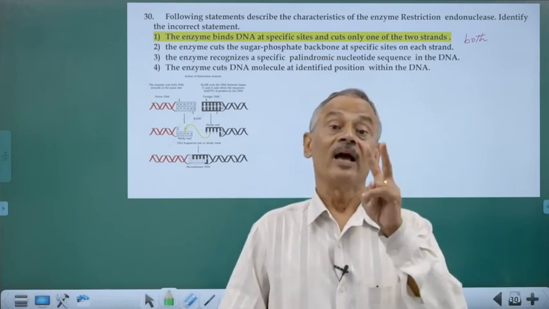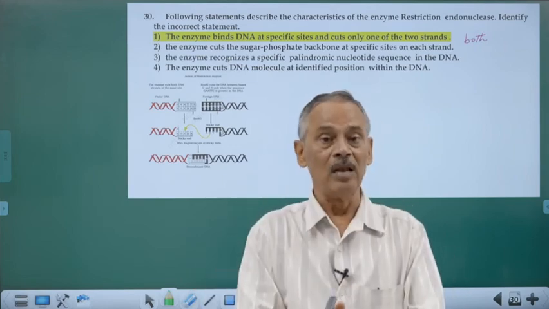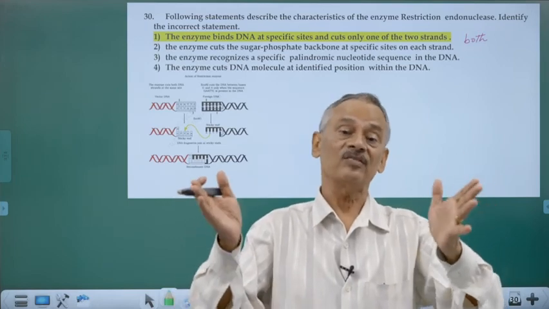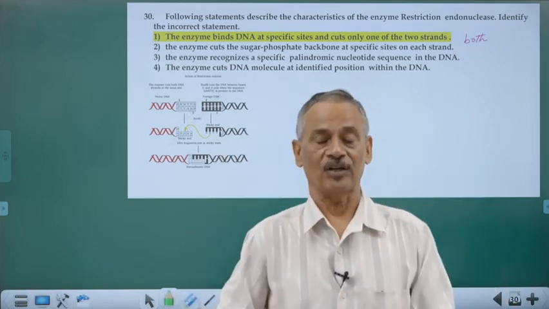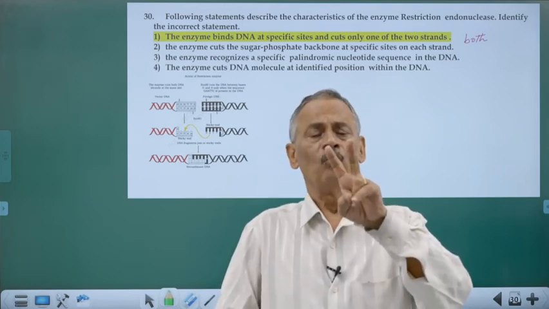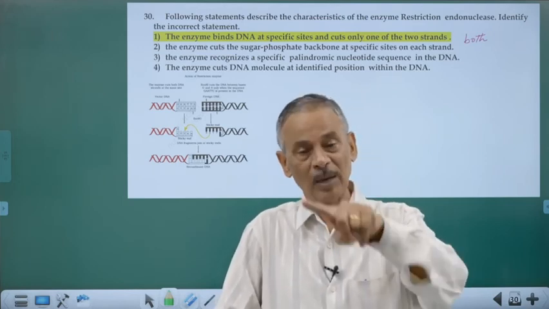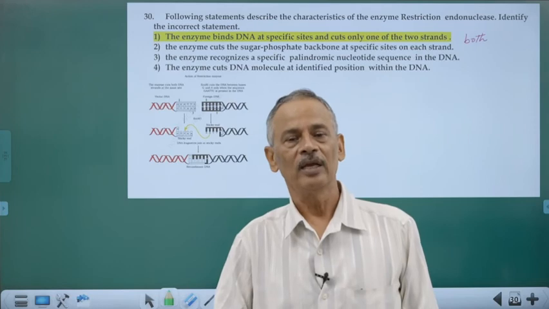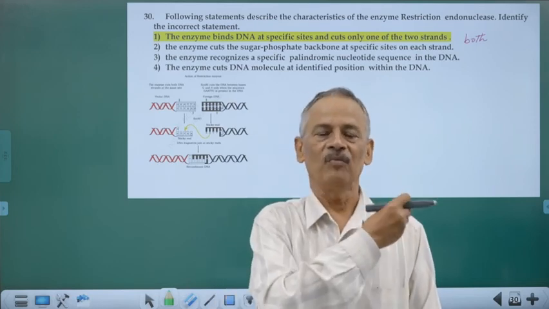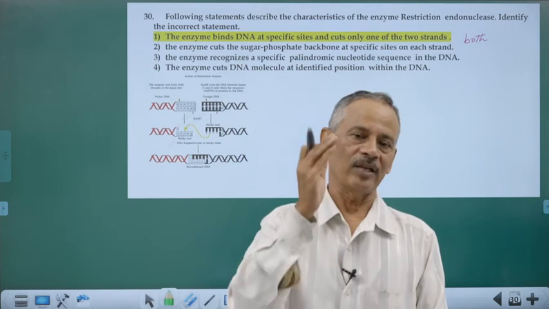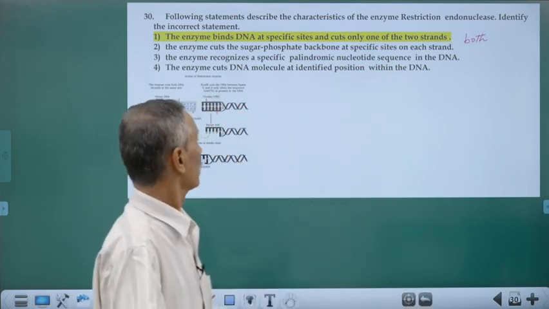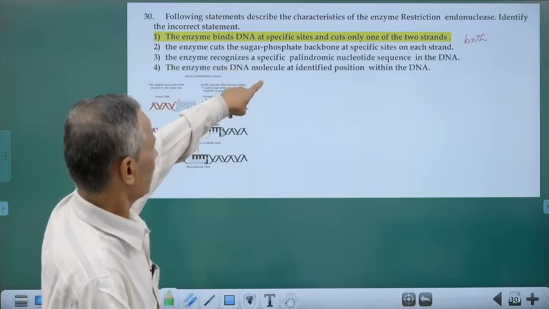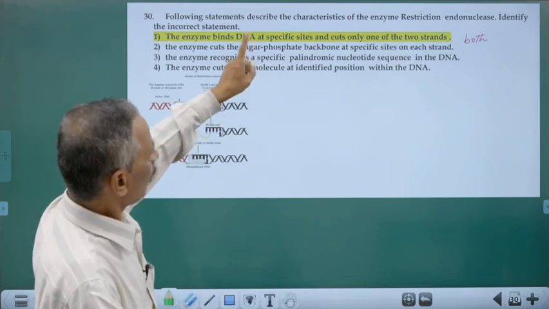And how they cut: if they cut in the middle, that is called blunt end cutting, or if they cut away from the middle, that is called staggered end cutting. So we use type 2, and among type 2 we have blunt end cutting and staggered end cutting enzymes. I have given you an example: EcoRI, staggered end cutting; EcoRV, blunt end cutting. Now, the enzyme binds DNA at a specific site, correct? That is called the recognition site, and cuts only one of the 2 strands.